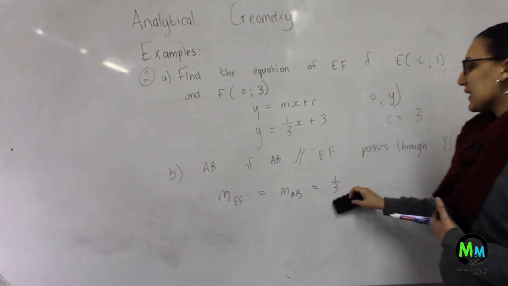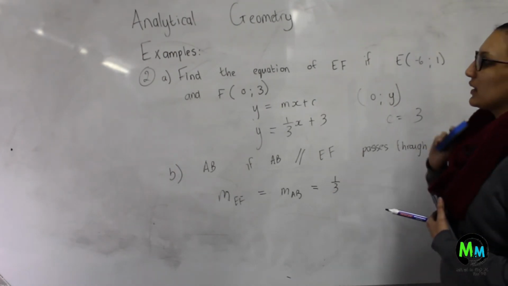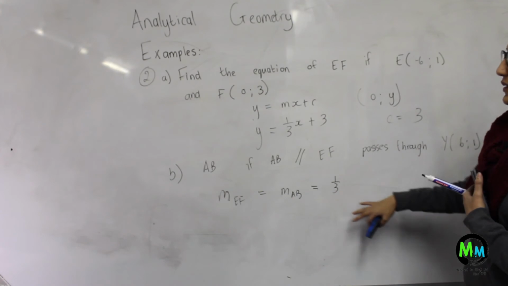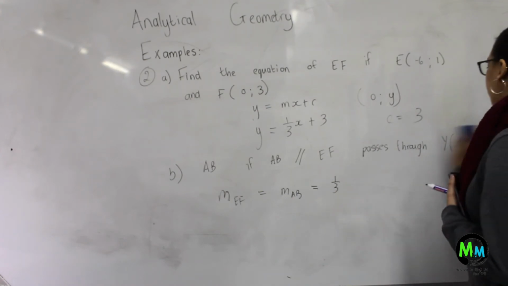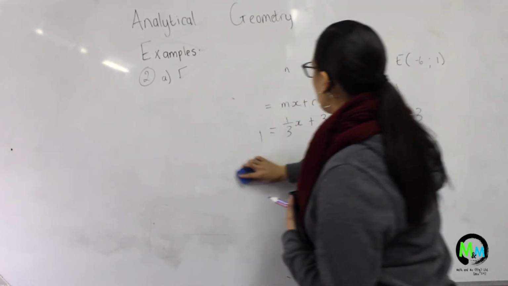Okay, now we have a gradient and we have another point on this line. So we're going to have to substitute this point into our standard equation in order to find the y-intercept, because we weren't given the y-intercept of line AB. Okay, so let's do that.